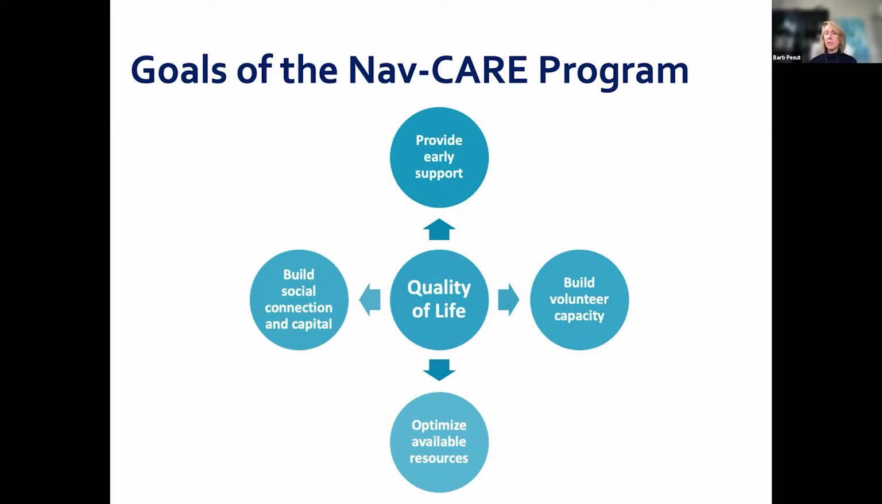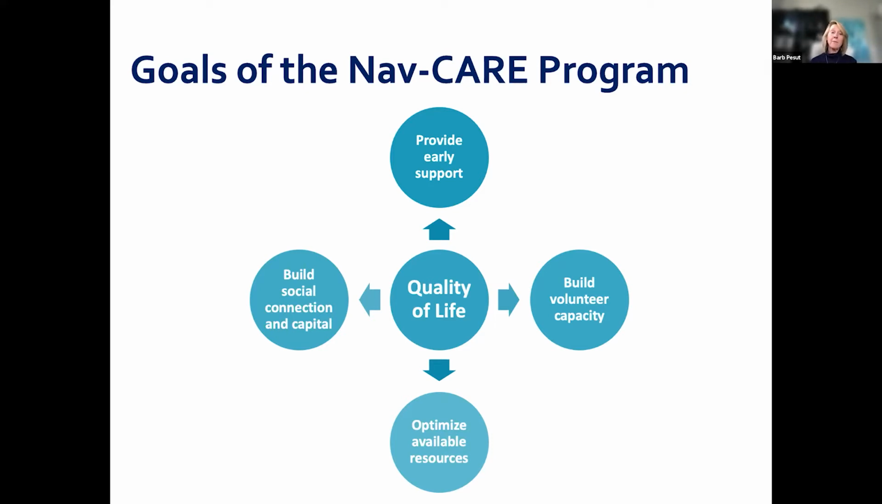The third goal is to really optimize the available resources. Prior to the implementation of Nav-CARE, we did a number of studies in rural areas, and what we were absolutely amazed by were the number of resources that existed in every single community that very few people knew about. And so one of the goals of the Volunteer Navigator is to really know what's available in a very organic sense in their particular community.